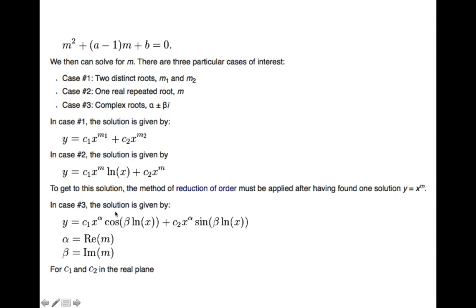We basically generate an alpha and a beta, and so you would have x to the alpha, which constitutes the real part of the solution, and then the cosine of beta times the natural log of x, multiplied by c1, and the same thing, only the sine multiplied by c2. So alpha is the real part of the solution to m, and beta is the imaginary part of the solution to m. C1 and C2 would be real constants. So we generate these three different types of roots.